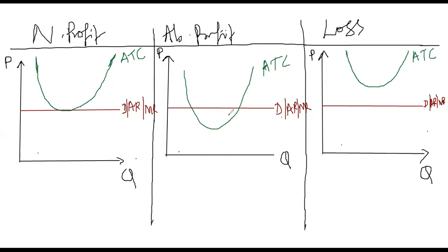Now, anybody having doubts in this? Doubts about where the ATC curve is drawn? Please ask whatever the doubts are here, please.